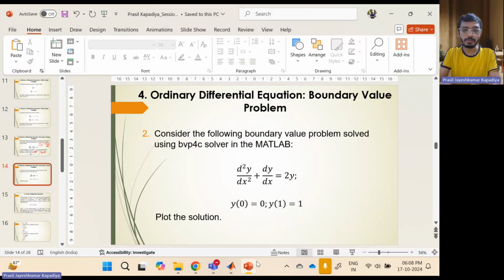For boundary value problems, we learned how we can use the bvp4c solver, bvpinit to define the initial condition, the initial guess plus xmesh. And we also learned about various kinds of boundary conditions, Dirichlet boundary condition and Neumann boundary condition. Okay, so this is all about ordinary differential equations.